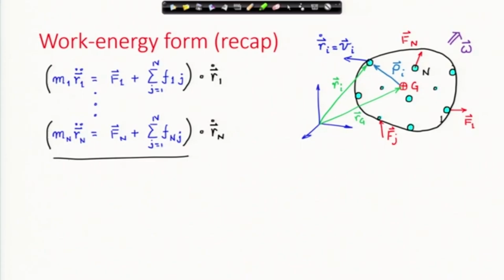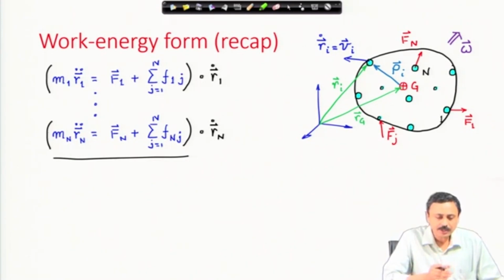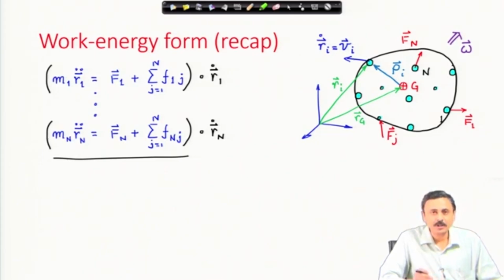Just to recapitulate what we had discussed for a system of particles, because this is what we are going to extend to rigid bodies. Here we had written out the Newton's second law for all the particles. Suppose we have n particles, we write down the Newton's second law for all these particles, and we had taken dot product of each of these equations with the corresponding velocity of that particle. So, first equation gets a dot product with r 1 dot, and so on. The nth particle equation is dot producted with the velocity of the nth particle.